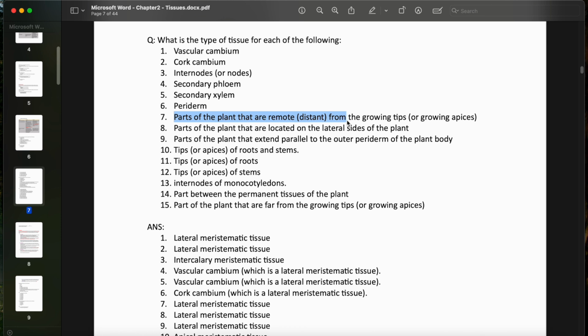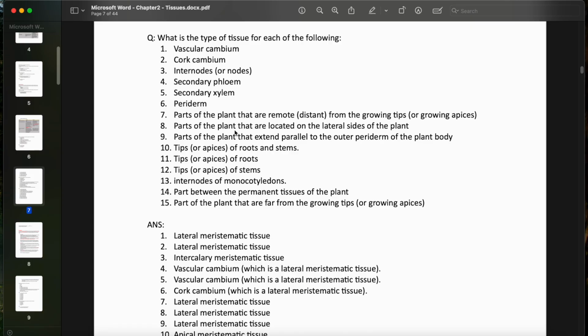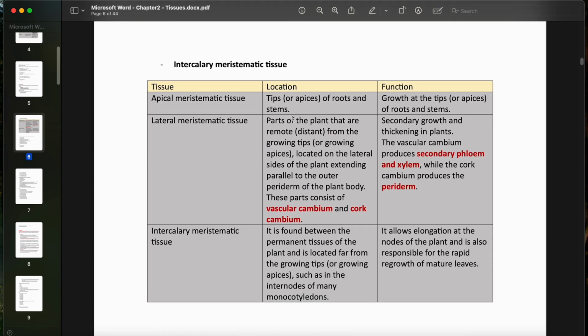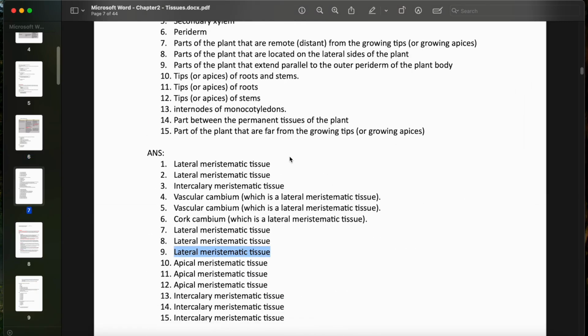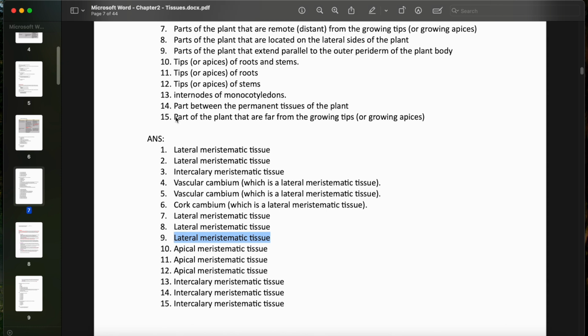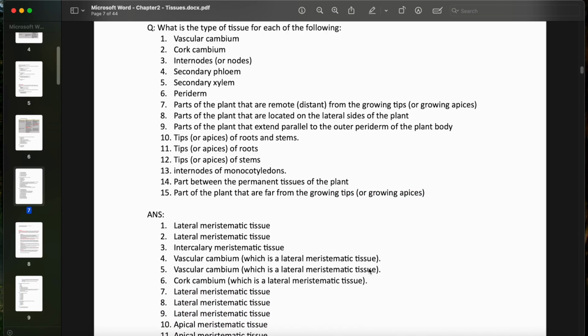Parts of plants that are remote or distant from the growing tips or growing apices, the lateral meristematic tissue. Parts of the plant that are located on the lateral side of the plant, of course lateral, it's in the name. Parts of the plant that extend parallel to the outer periphery of the plant body, lateral meristematic tissue. This is just in the description. We described it here, so they can ask you like this. For example, they can ask you, what is the type of tissue in parts of the plant that are far from the growing tips or growing apices? Intercalary, because it's mentioned here.